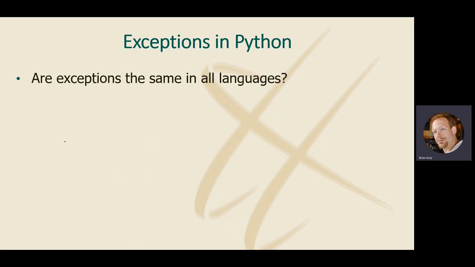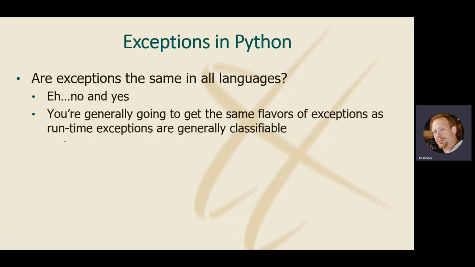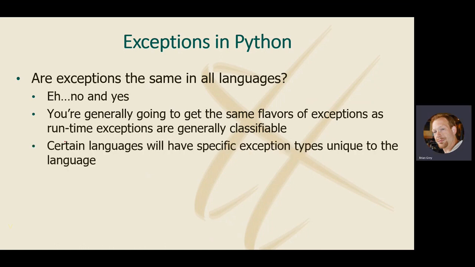Are exceptions the same in all languages? Sort of. You're going to get the same flavor of exceptions. Runtime exceptions are generally classifiable. They're generally similar. Not every language has exceptions and exception handling. So right there's a difference. But certain languages are going to have specific exception types, and how they're organized is going to be different.